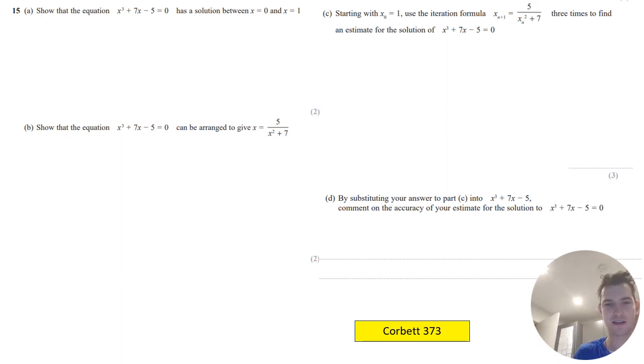Okay, so this is an iteration question. We're going to recap it in school very, very soon. It's actually 9 marks here. So let's have a look at it.